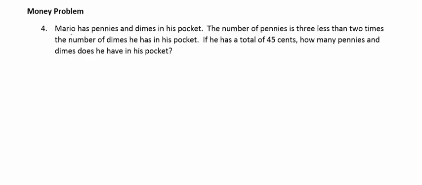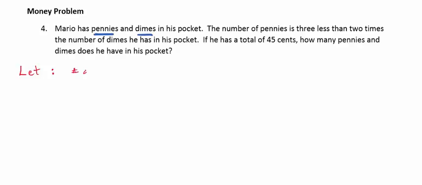Let's look at a money problem. It says Mario has pennies and dimes in his pocket. So the number of pennies is 3 less than 2 times the number of dimes. Everything here is revolving around dimes, and so when we go to our let statements, that should help us out.